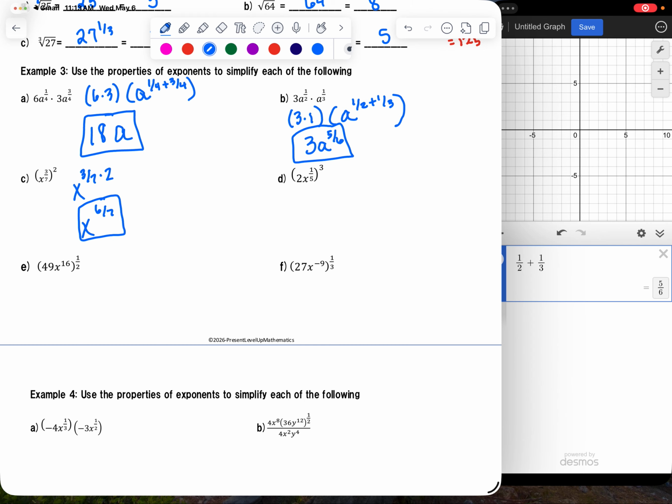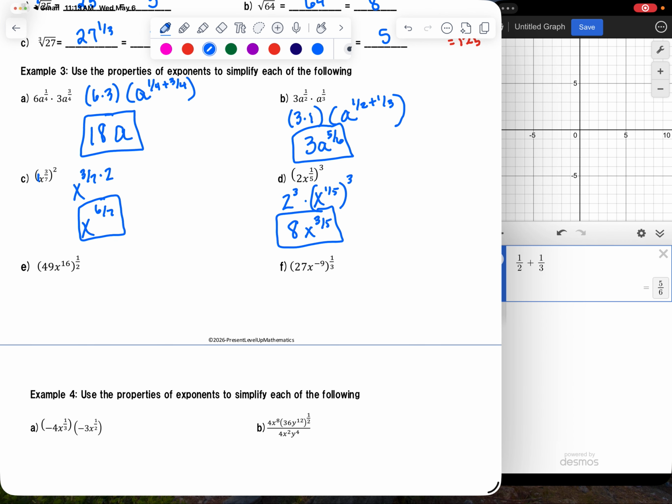All right, in problem D, we have 2x to the 1/5 power raised to the 3. Now, this problem's a little different because in our first problem, our coefficient was 1. In this problem, our coefficient is a 2. So I want to raise everything to the 3 power. So 2 to the 3 power times x to the 1/5 raised to the 3 power. So 2 to the 3rd power is 2 times 2 times 2, which is 8. And then multiply these exponents to get x to the 3/5. So 8x to the 3/5 power.